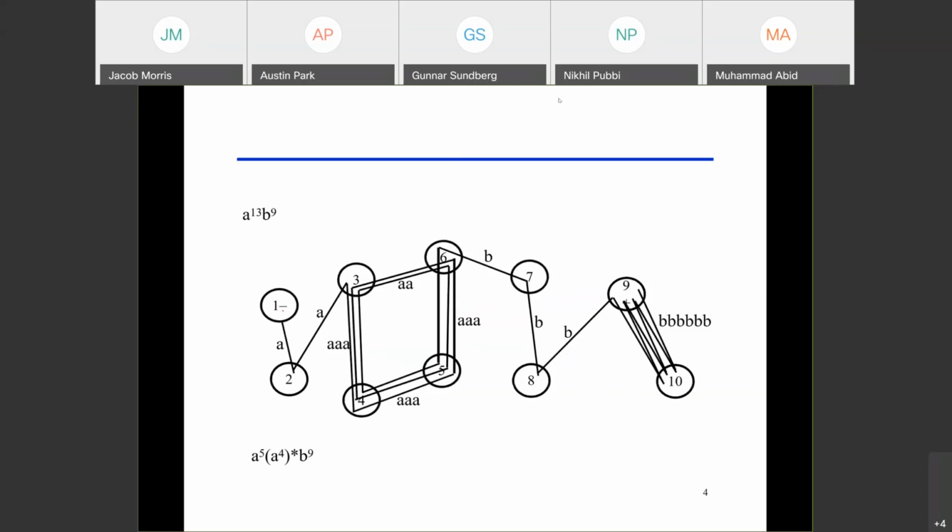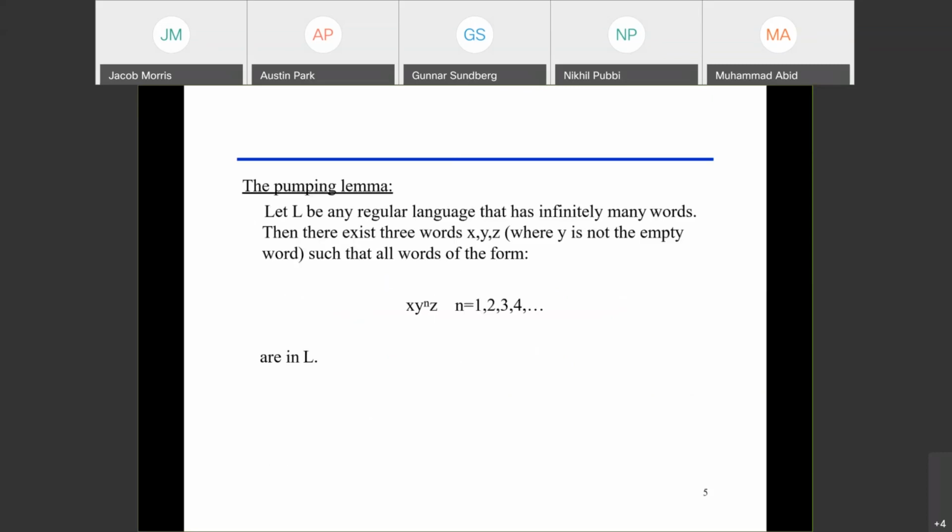Now, once we figure out that it is very hard, not possible, to find a regular expression or FA or any existing mathematical model for non-regular languages, we find a mechanism. We are saying there is one way. It is called the pumping lemma.